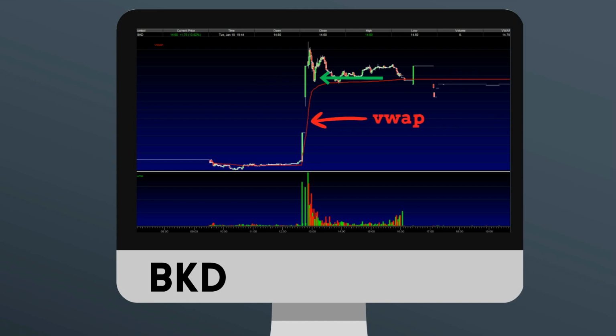You can see the stock spiked up and then pulled back. Did not quite get to the VWAP, bounced back up. Now, for any trader who was entering a short position right here, their ideal setup would be to short on the lower high and then cover on support.